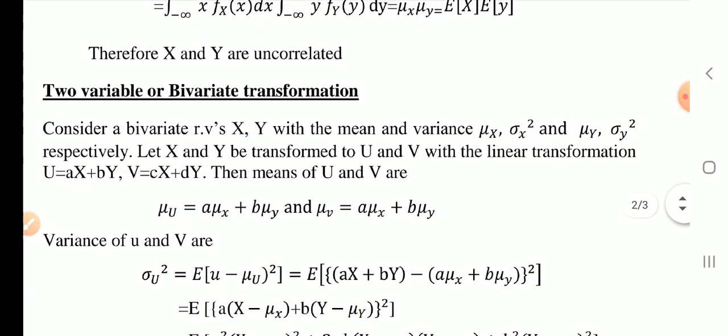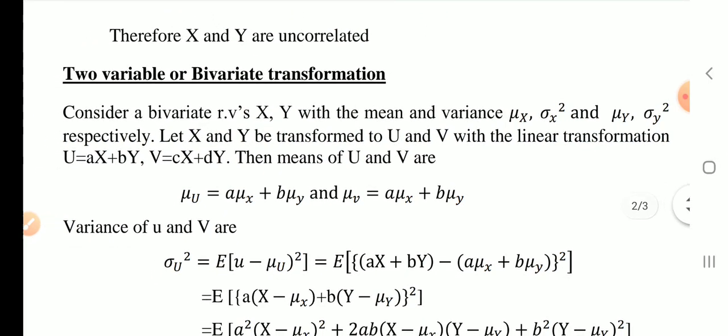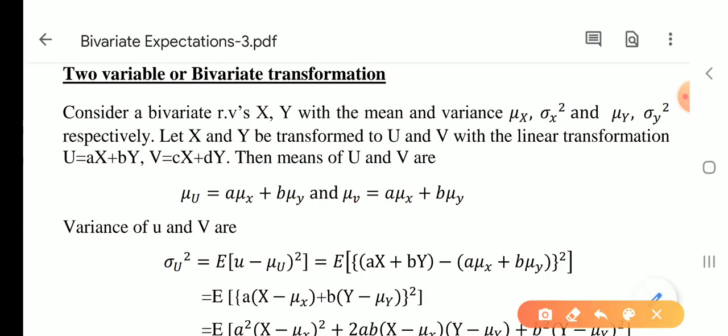Now let us move on to the next topic, that is two variable or bivariate transformation. So let us see what it is. Consider a bivariate random variable XY with mean and variance mu x, sigma x square, mu y, sigma y square respectively. Let X and Y be transformed to U and V with the linear transformation U is equal to aX plus bY, V is equal to cX plus dY.